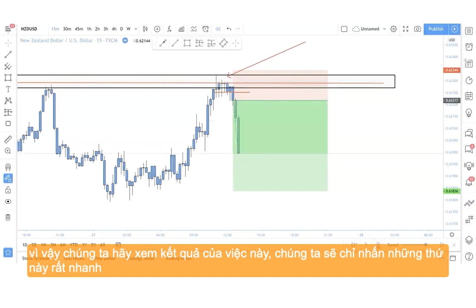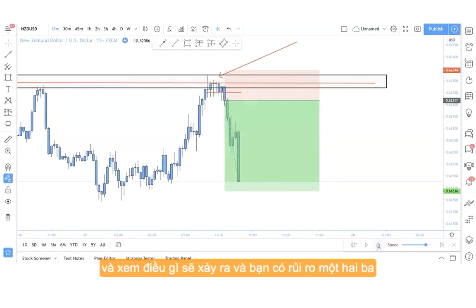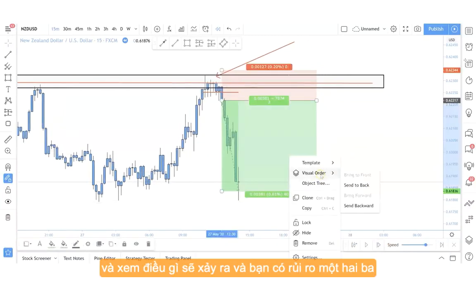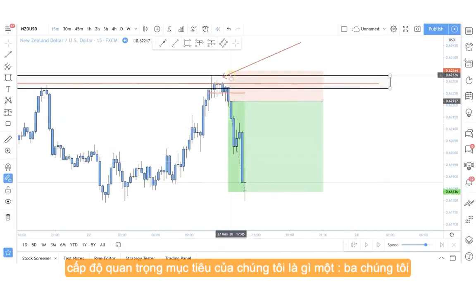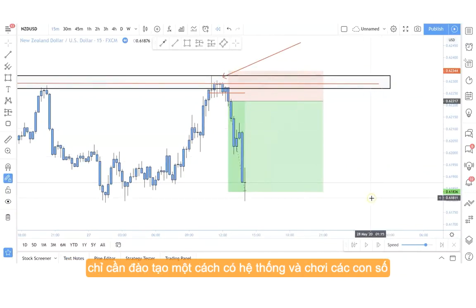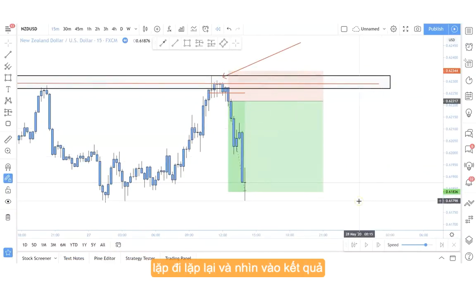So let's take a look at the results of this. We'll just press these very quickly and see what happens, and there you go. 1 to 3 risk reward ratio. Where does our stop loss go? Above the key level. What's our target? 1 to 3. We're just trading systematically and playing the numbers over and over again, and look at the results.